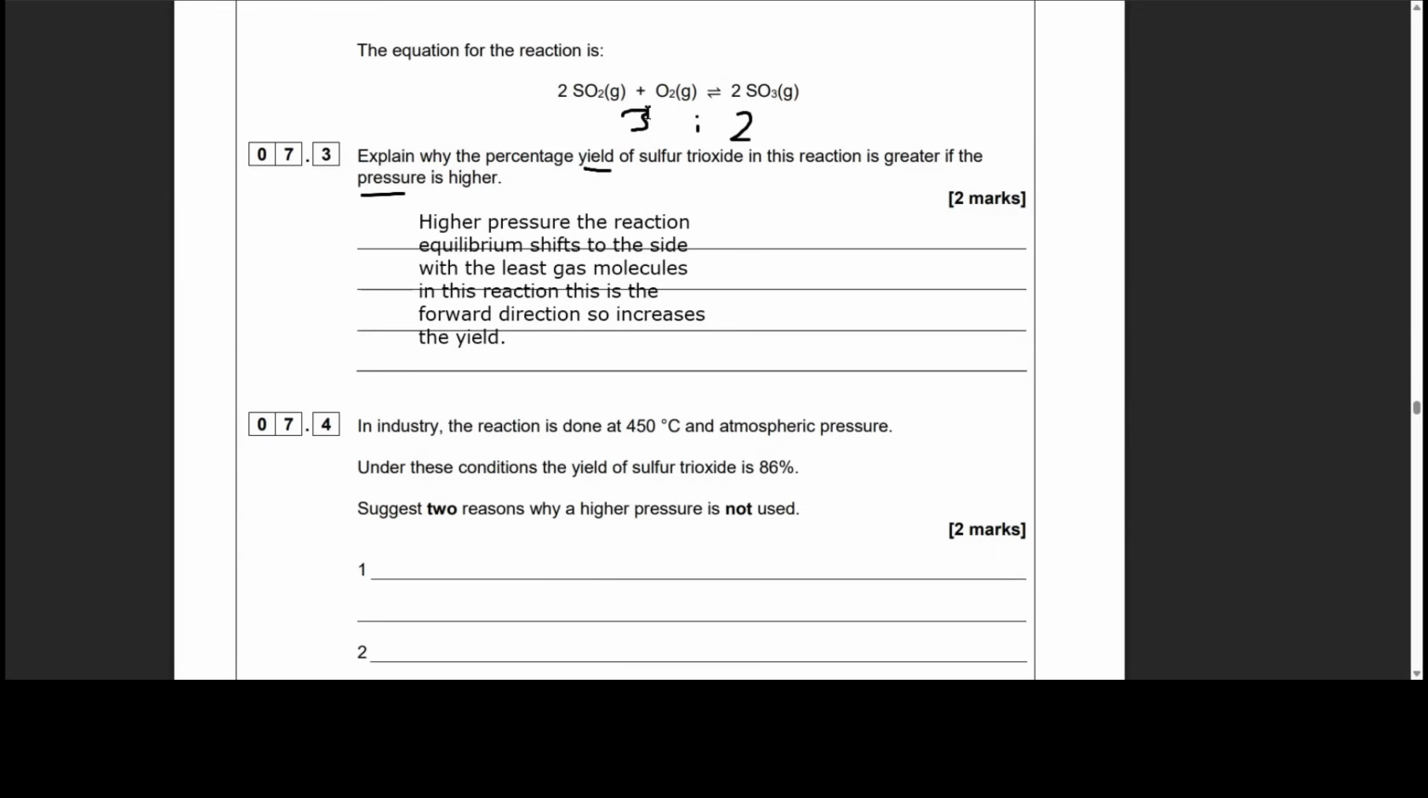So Le Chatelier says if you use a high pressure, it's going to go to the side with the least gas molecules. That's the right-hand side. And the right-hand side is always the high yield side. It's the product side. So it shifts to the products and we get a good product. So you want to use a high pressure with this reaction.